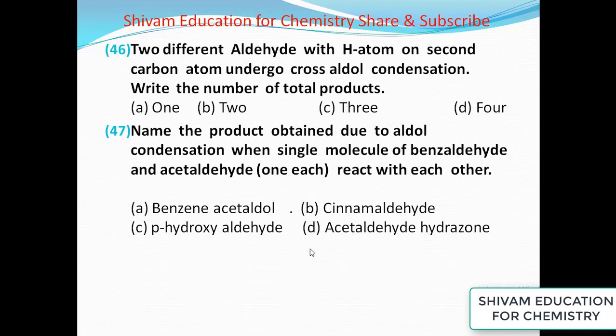Now question number 46. Two different aldehyde with a hydrogen atom on second carbon atom undergo cross aldol condensation reactions. Now we have two different type of aldehyde, both having a hydrogen atom on second carbon atom. They undergo cross-aldol condensation. Then how many product will be obtained? Then answer will be 4. 4 different type of product will be obtained.